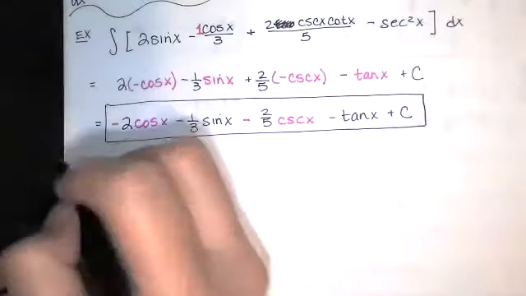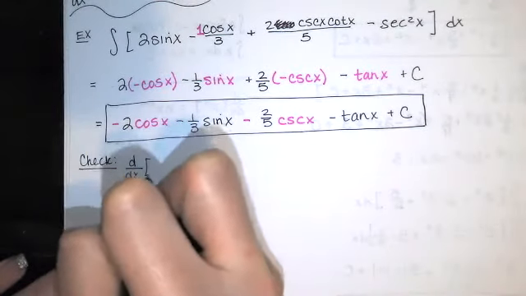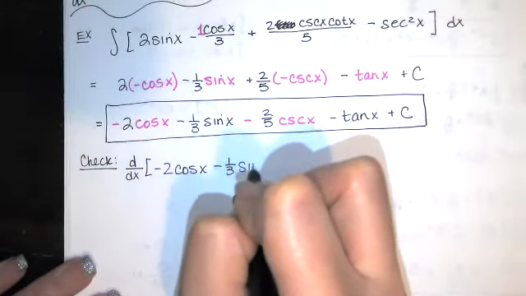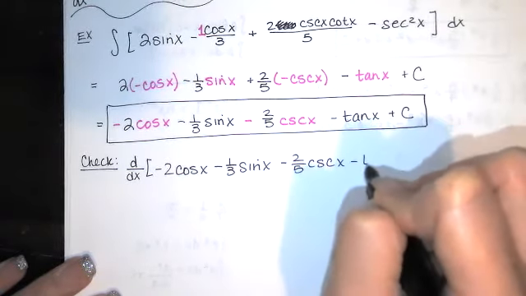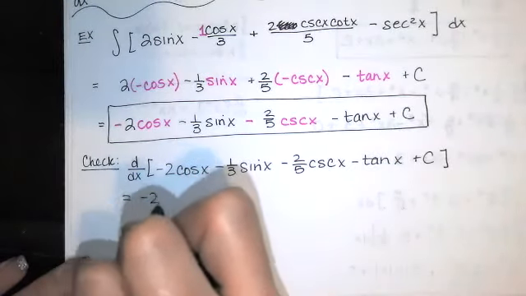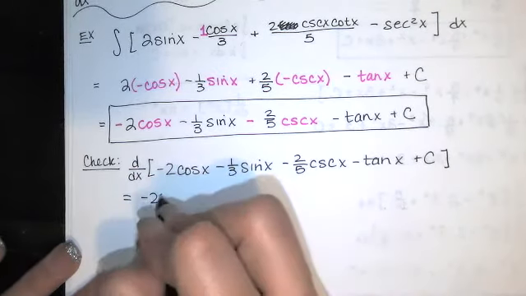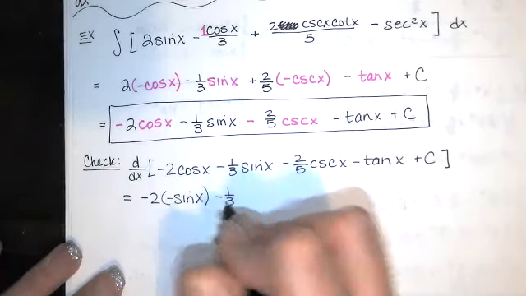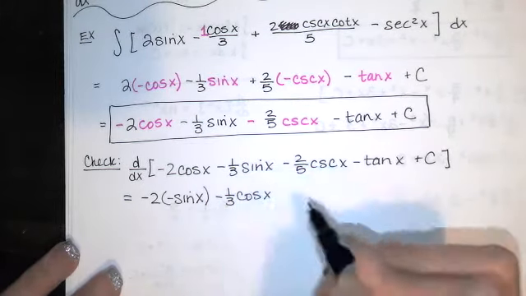We can check this by taking the derivative. So I have the derivative of negative 2 cosine of x minus 1/3 sine of x minus 2/5 cosecant of x minus tangent of x plus c. Bring the constant down, and I say to myself, what's the derivative of cosine? Derivative of cosine is negative sine of x. Bring the constant down. I say, what's the derivative of sine? Derivative of sine is cosine.